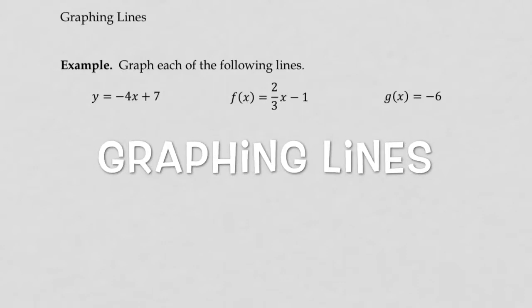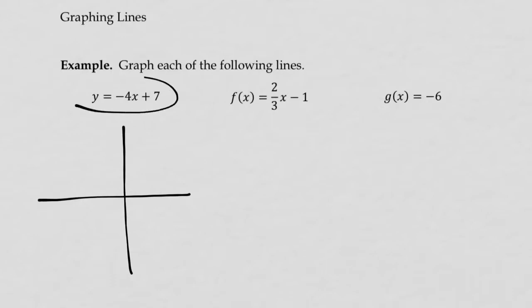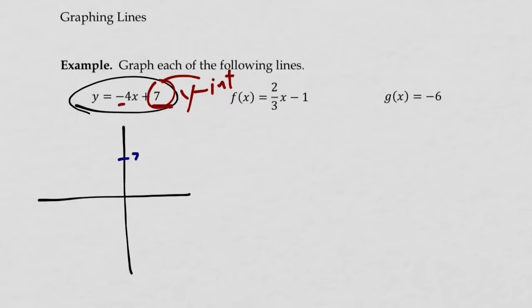Let's take a look at the process of graphing a line from the slope-intercept form for the equation of the line. So the process basically has two parts. First, we can identify a point on the line. The y-intercept is given by the value at the end here, and so we know the line is going to cross the y-axis at 7. And then from the slope, I can identify some other points.